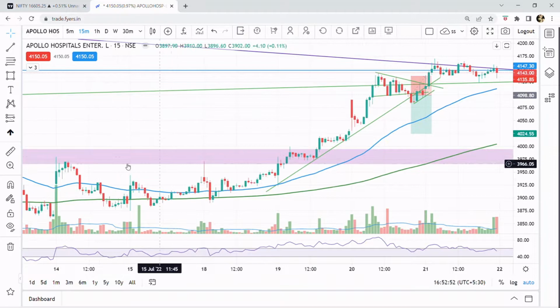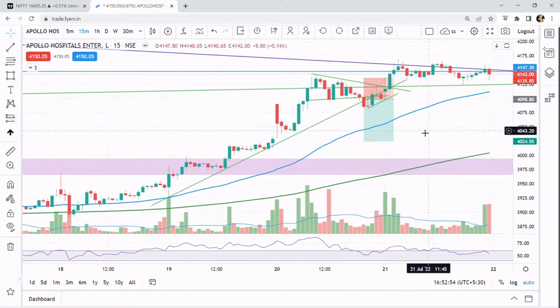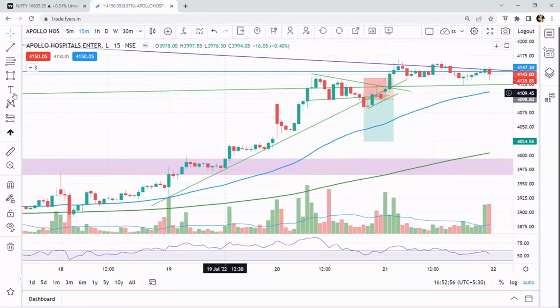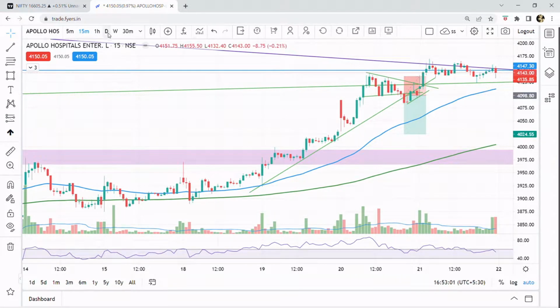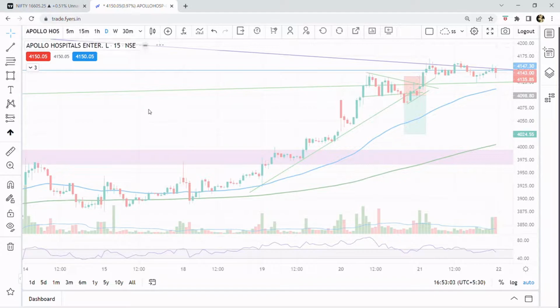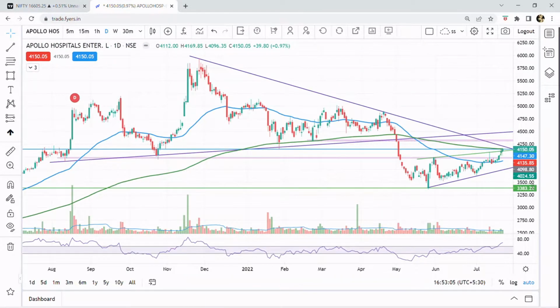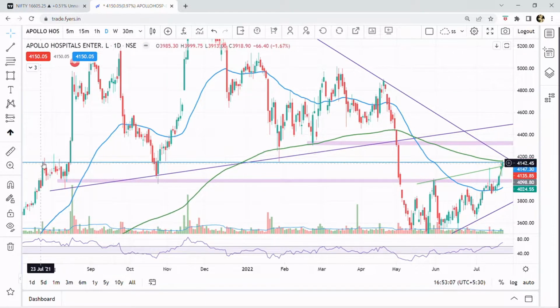Today I'll show you first my BTST trade. In the morning I closed that trade in a SL. So this was the trade and my analysis was on a daily time frame. It was near this resistance, you can see this resistance area.